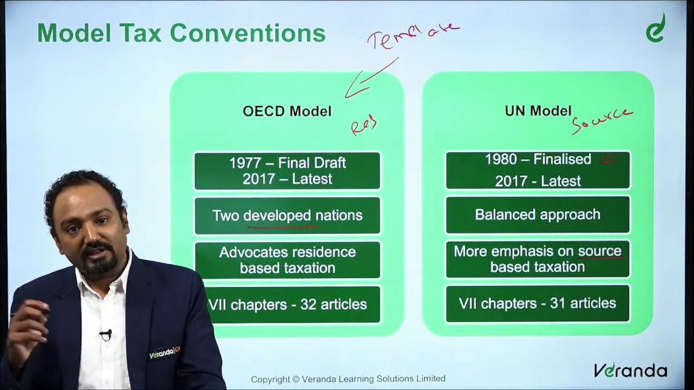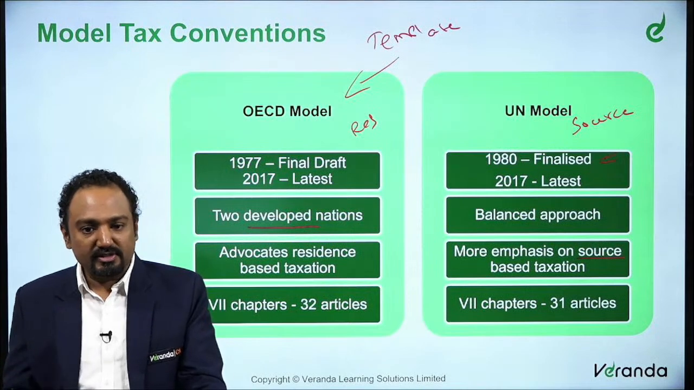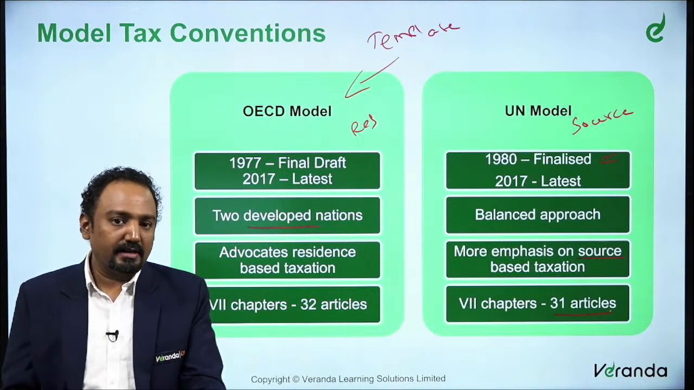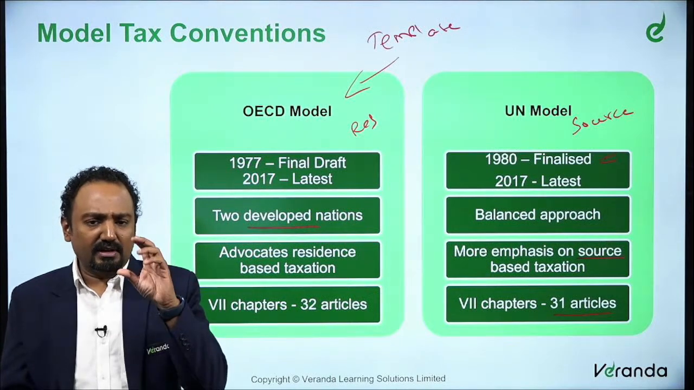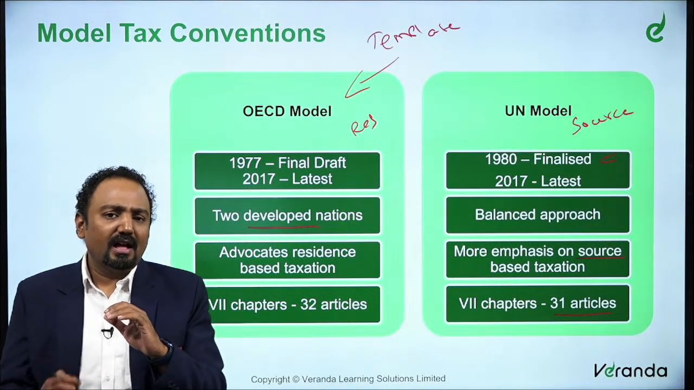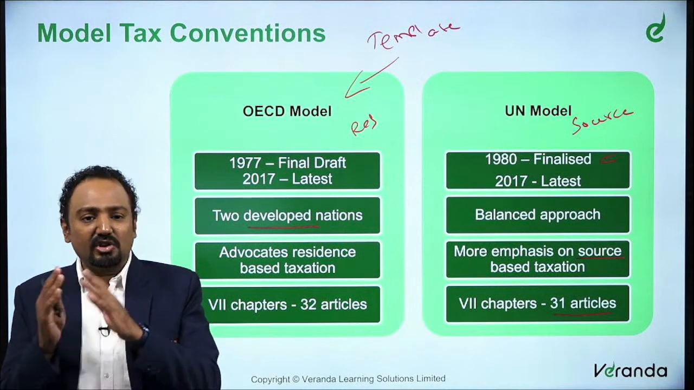It is divided into 7 chapters. Again, this is also divided into 7 chapters, but it has 31 articles. What do you mean by article? It's like a section. It has various definitions, content and all these things, right?